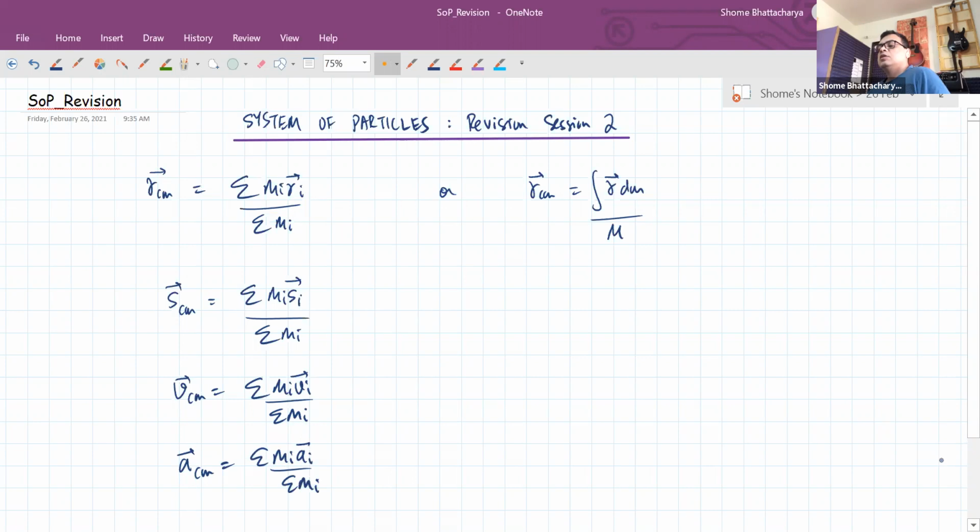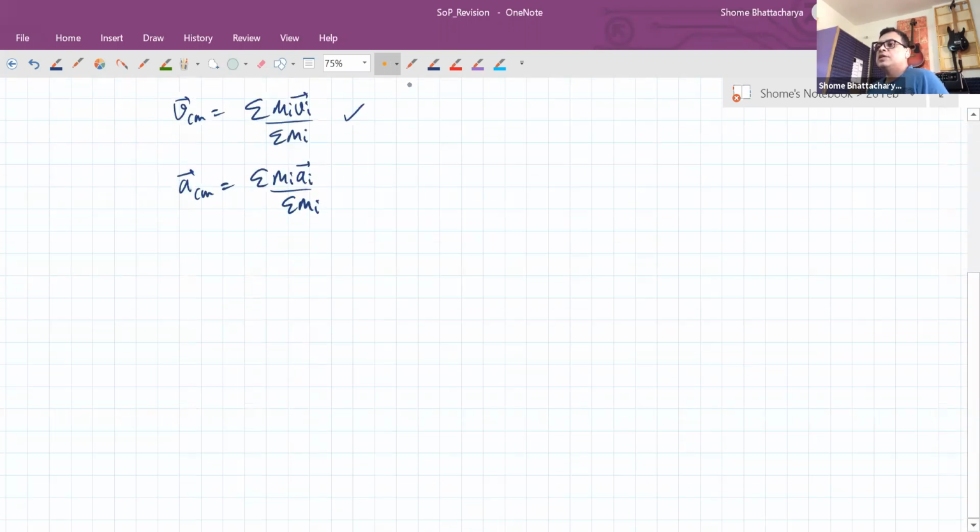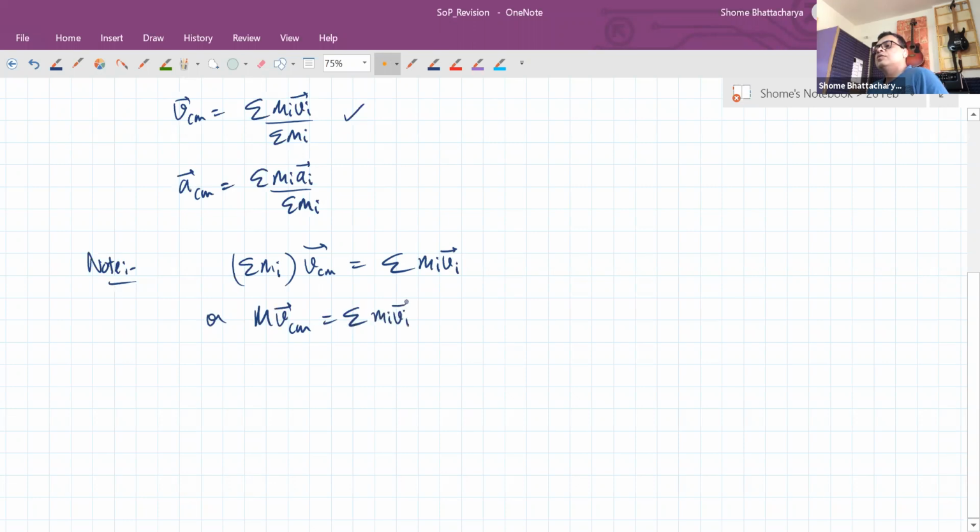Now, before we proceed further, from the third equation, that is this one here, you will understand the concept of impulse momentum theorem, or Newton's second law, and how it is applicable to a system of particles. So, summation of m into the velocity of center of mass becomes summation mv, or we can say the total mass of the system into velocity of center of mass is summation of mv, where capital M is the total mass.